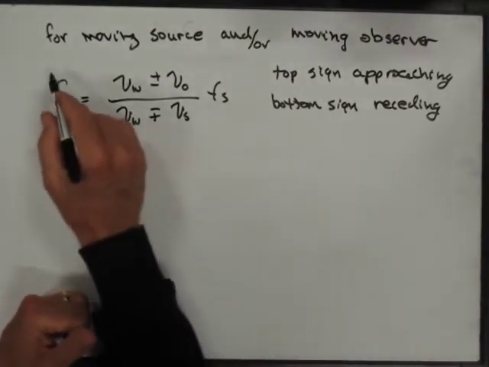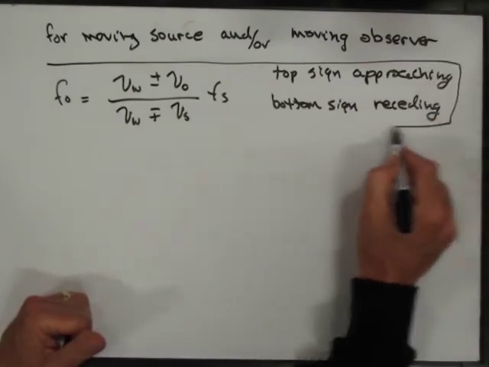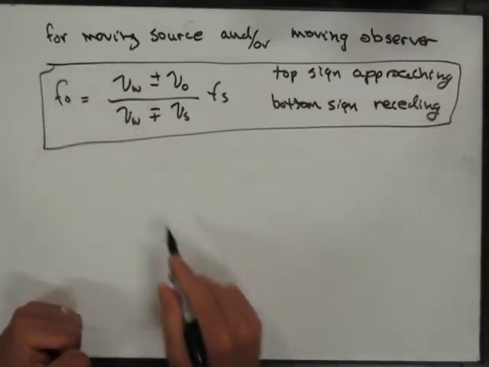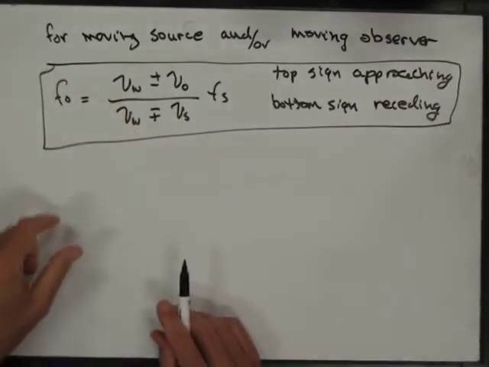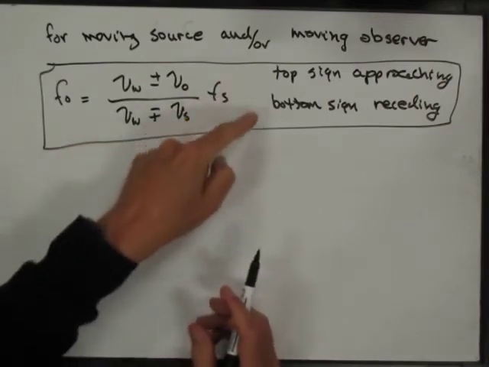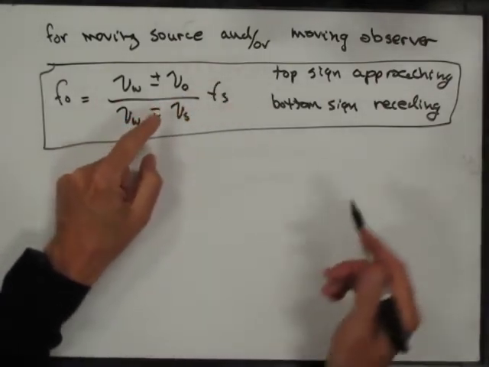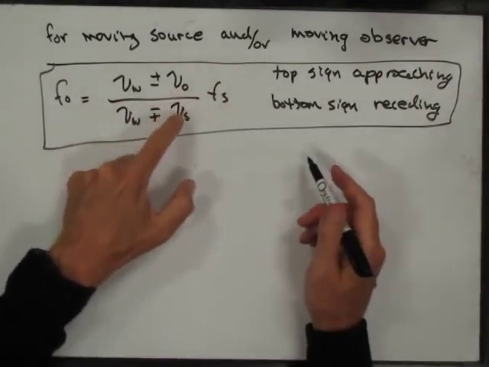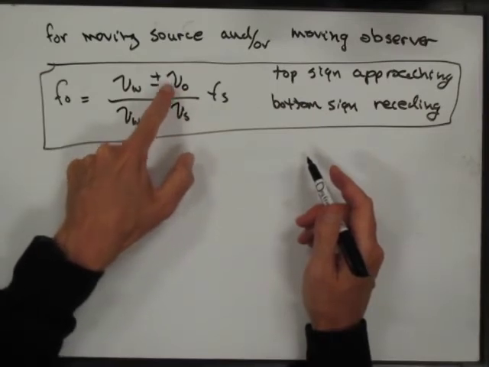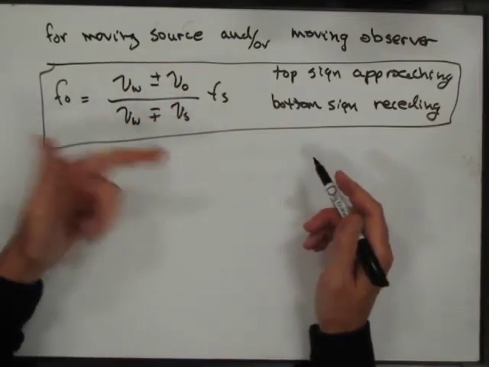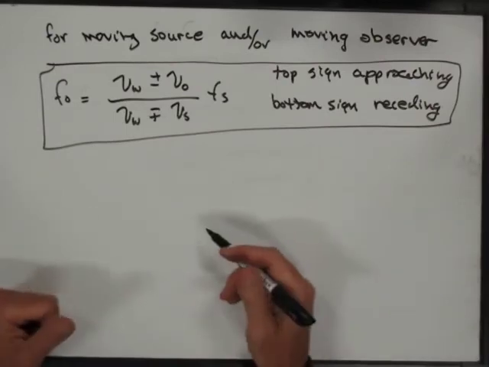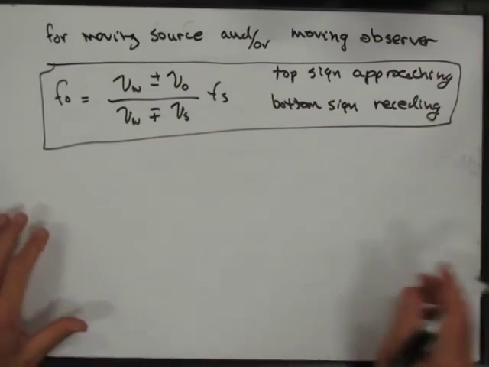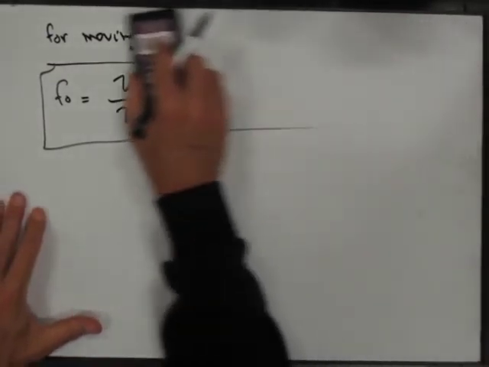And so this is probably what you'd see on an equation sheet or what you'd want to write down to keep track. And you just have to remember to use the top sign when the observer or the source is approaching the other one, and the bottom sign when they're moving away from the other one. And so let's do an example with that.